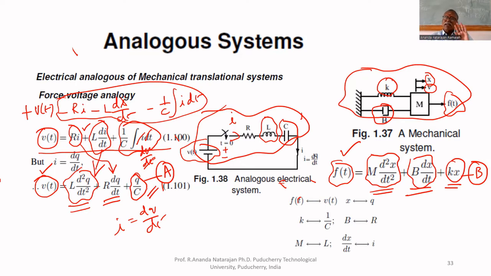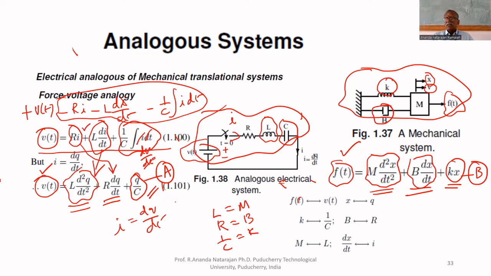Both equations are identical, not equal. Identical equations are there. If L equal to m, R equal to b, and 1 by c equal to k, both systems are analogous systems.